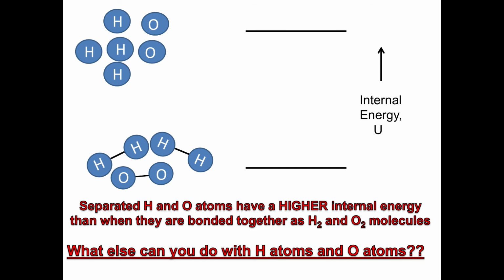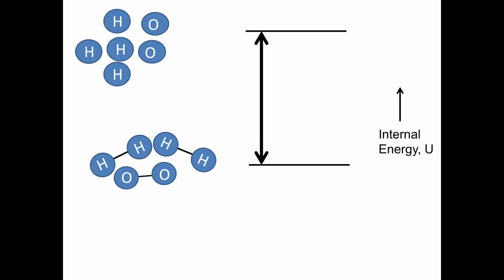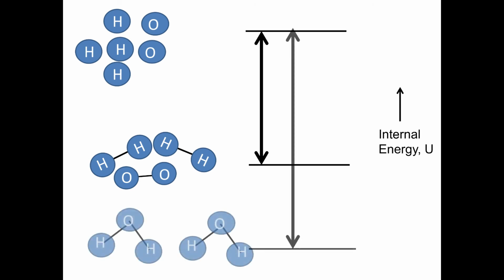So the next obvious question is, what else can you do with hydrogen atoms and oxygen atoms? Of course, what you can do is make water. So where does water fit on this scale? If that's the hydrogen atoms up there, and the hydrogen molecules and oxygen molecules, water is lower in energy. So it's the lowest of those three. And the difference in internal energy between the hydrogen and oxygen molecules and the water molecules is the delta U that I'm showing you here.